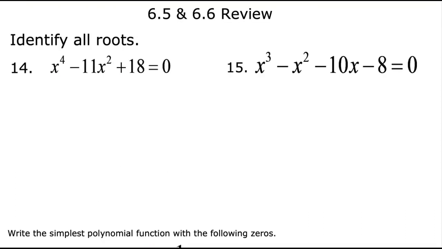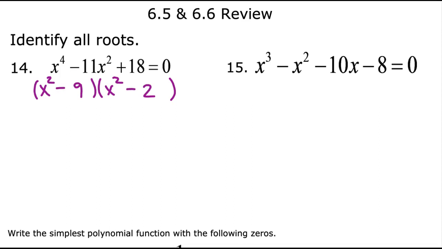Now we're going to do identifying all the roots. So same thing, we use factoring to find these roots, and we also can use synthetic division and the rational root theorem. So number 14, this one might unfoil. In fact, it does. If you look at it, it's a higher degree and unfoils. So this would be x squared and x squared, two factors of 18 that add up to negative 11, or minus 9 minus 2.